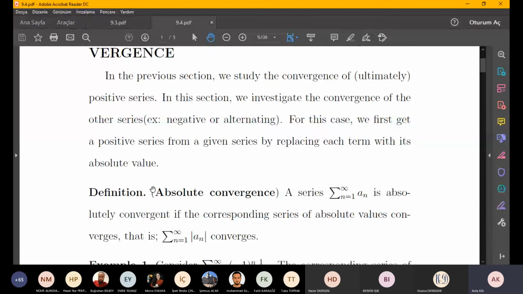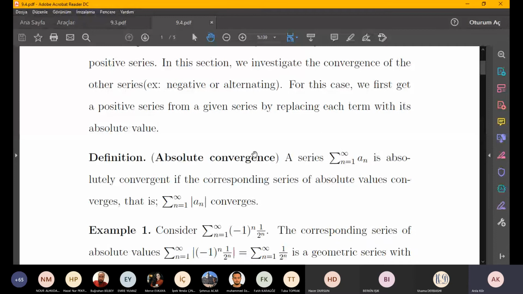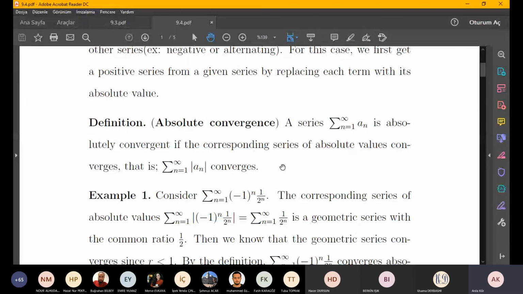So for this case, we first get a positive series from a given series. Why do we do that? Because we have many methods that we can use to see if a series is convergent or divergent. If we take the absolute value of each term, or the absolute value of the general term of the series, that makes our series positively defined. And then we can apply all the tests that we have seen in chapter 9.3. So that is why we have this method here.